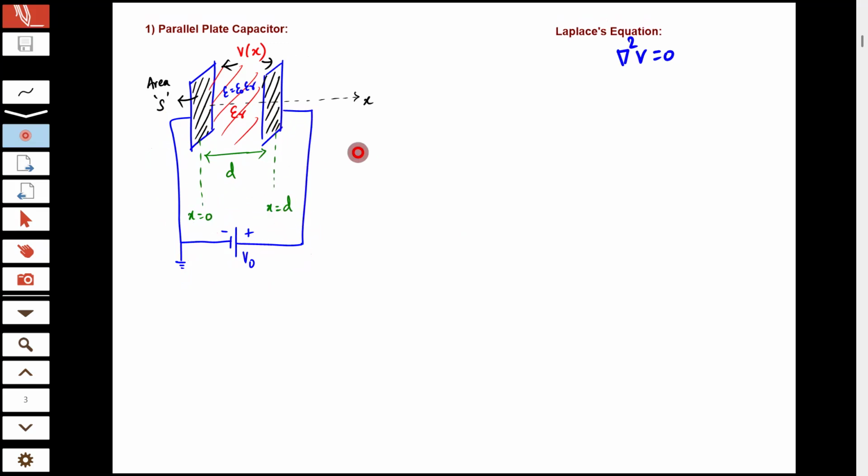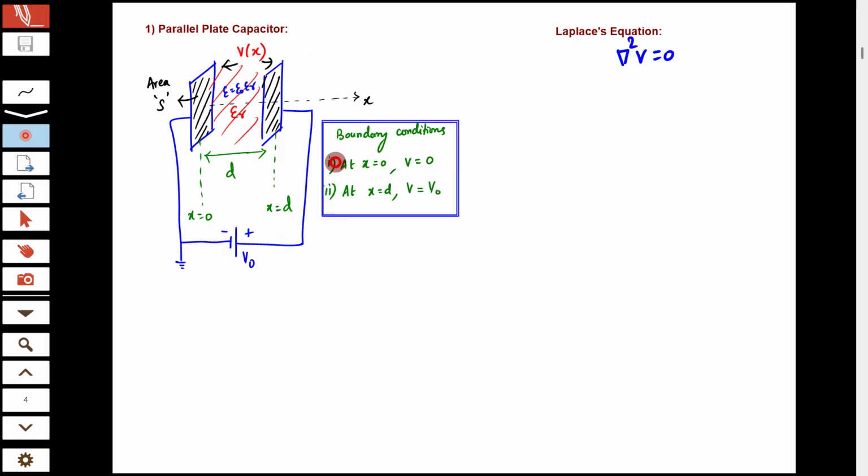From this, we can write the two boundary conditions. That is, at the plate x equal to 0, potential is 0 since it is grounded. And at the plate x equals d, the potential is plus V0. Now, these two form the two boundary conditions required to solve for the second order differential equation from Laplace equation. We can write the Laplace equation in rectangular system of coordinates because we are taking the axis x, which is one of the axes of rectangular system of coordinates.